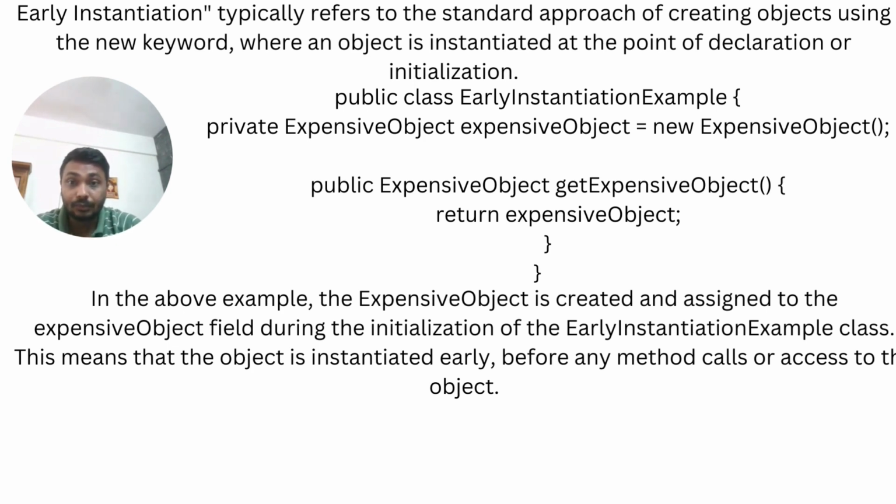And in the next step, we are calling that expensive object using the get method. You can see, a public method, public expensive object, getExpensiveObject. So this is how early initialization works.